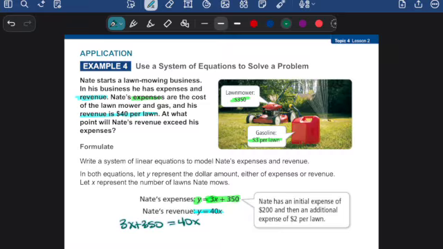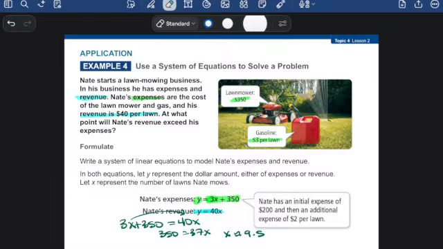Let's move the 3x over there. So then I would get 350 equals 37x. Divide both sides by 37. X is going to be approximately 9.5. If he mows 9.5 lawns, his revenue exactly pays for his expenses. So he can't mow half of a lawn. So if he mows 10 lawns, then he will start making a profit.